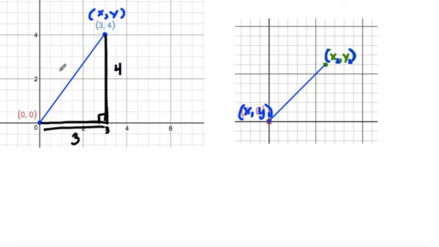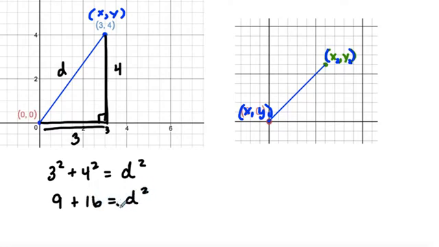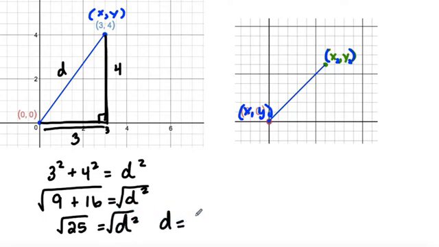And so now I could use the Pythagorean theorem to find this distance. I could do 3 squared plus 4 squared equals d squared. Then I would do 9 plus 16 equals d squared. And then I would take the square root of both sides after I added the 9 and the 16, okay? And that would give me d equals 5.